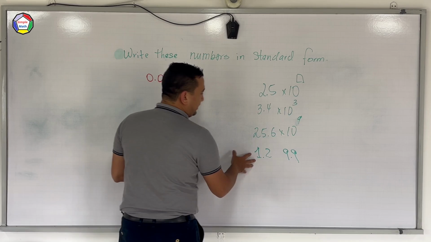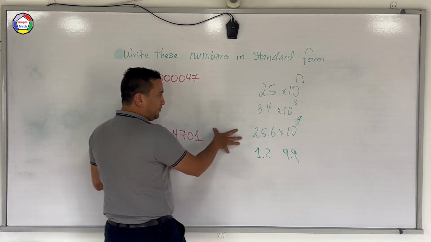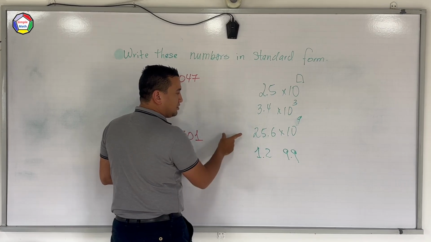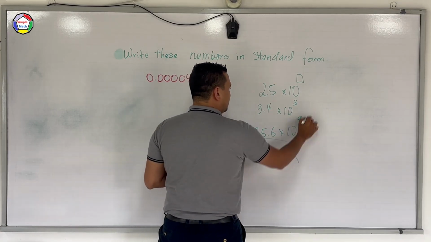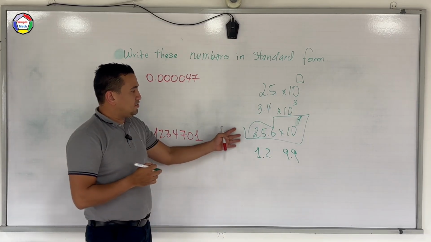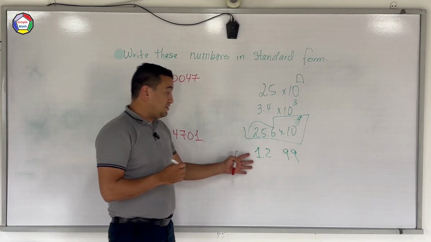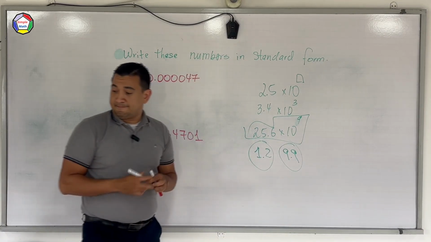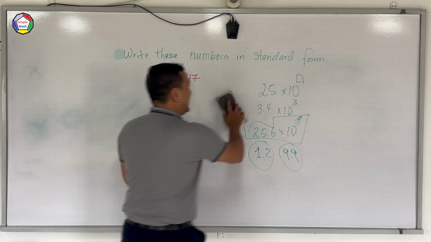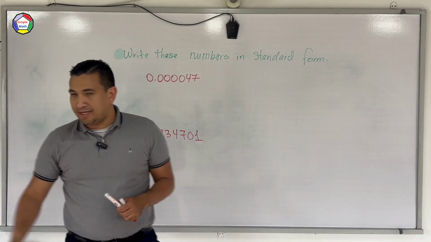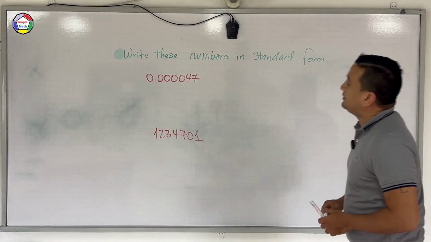All these numbers are written in standard form, this one also, but this one no. Yes, that's the problem. This number is not written in standard form. This number can be written in standard form, and also this one, right? So we need to consider that to write all the numbers in standard form, okay? We need to consider that.